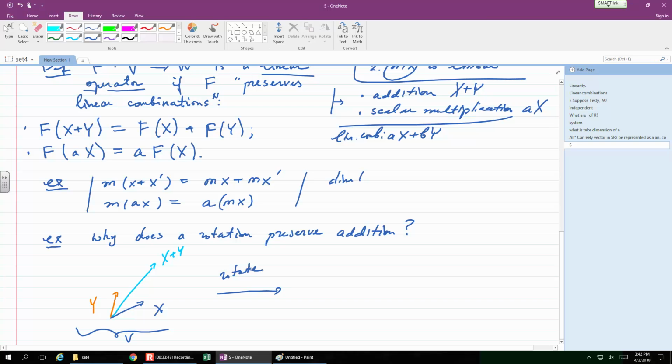You rotate the whole thing. So not only x will be rotated, y will be rotated, and their sum will also be rotated. It's just literally like a piece of paper. I drew this on a piece of paper, and then I rotated it.